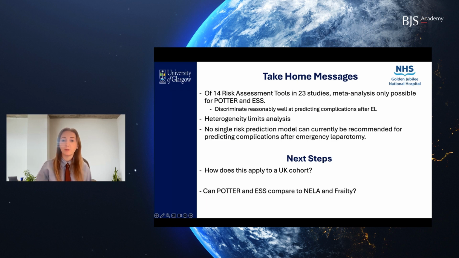Our next steps are going to be finding out how this applies to a UK cohort. None of these scores, the POTTER and emergency surgery score, have been validated on a UK cohort at predicting complications. And then after that, to see whether that compares to something that we use very commonly, NELA, and then frailty.